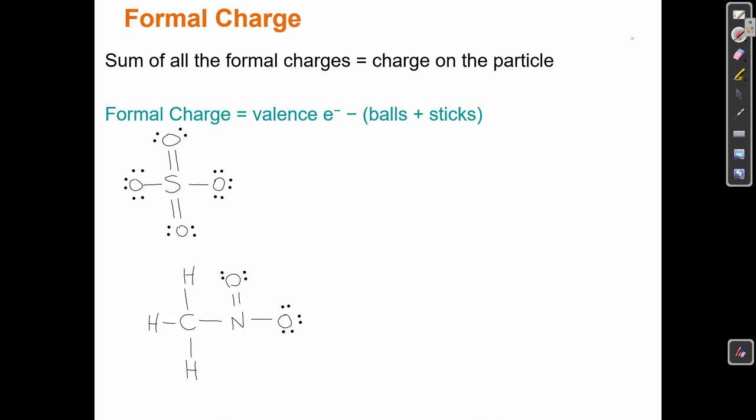All right, let's try a couple more here. So the sum of all the formal charges on a particle equals the charge on the entire particle. So let's figure out the formal charges of each atom in a structure, and then we add up all of those charges, and that tells us the charge on the whole structure. So for example, this right here is sometimes symbolized as SO42-.